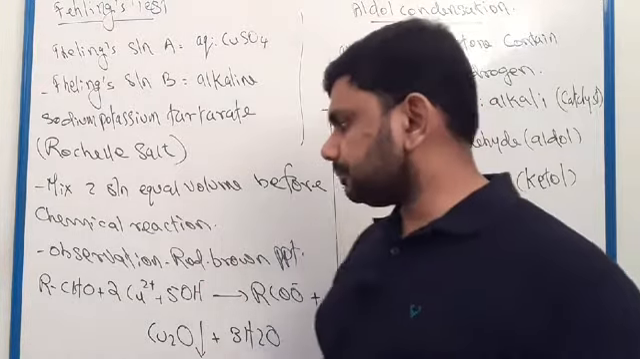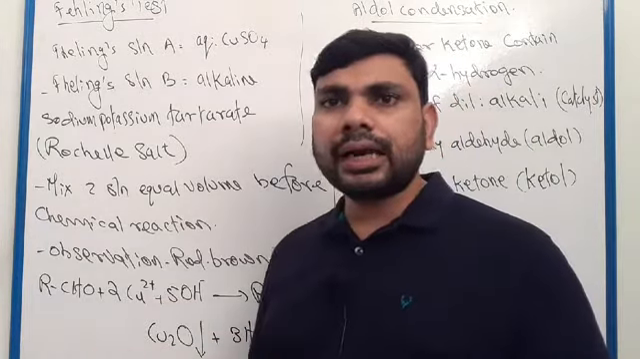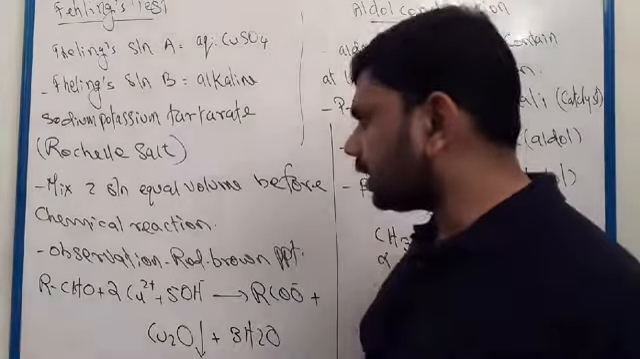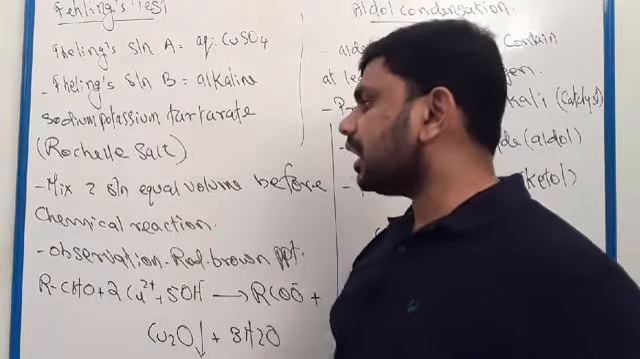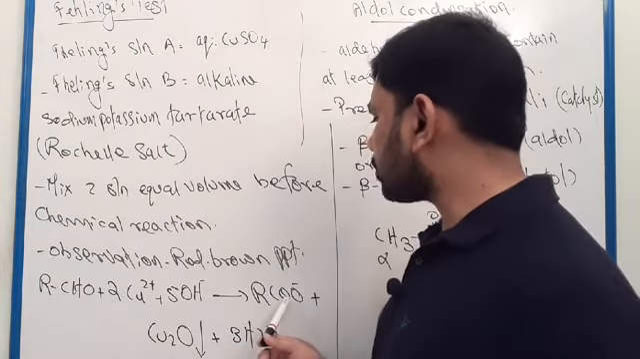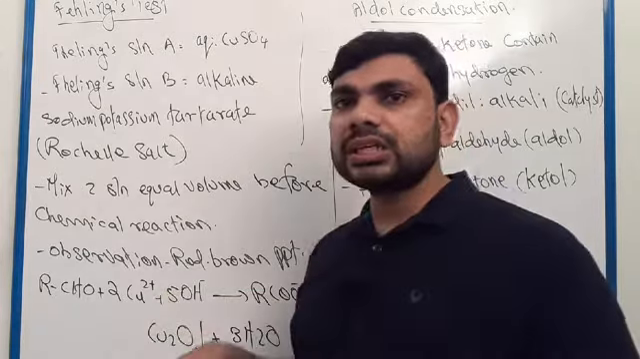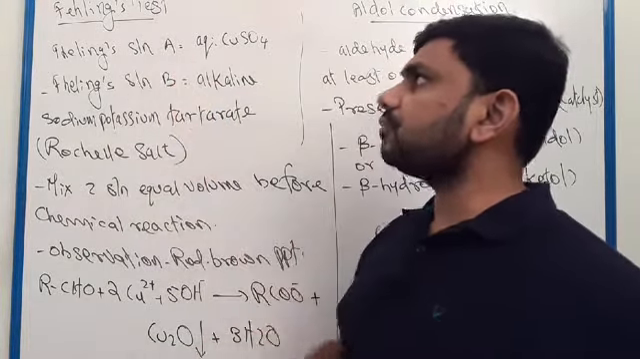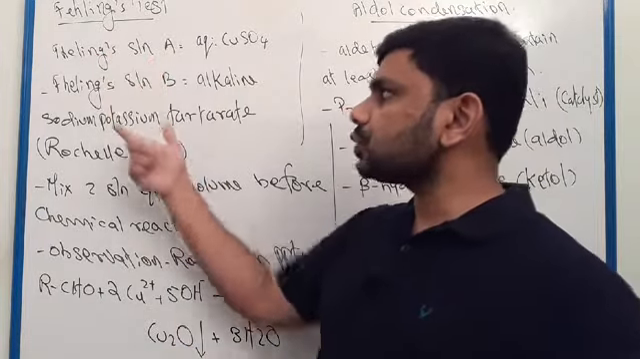Clear? So already we discussed Tollens test. Aldehyde will be oxidized and changed to carboxylic acid. Also here in Fehling's test, aldehyde will change to carboxylate ion. Also here oxidation takes place. So here we discuss Fehling's solution. For Fehling's test we have to use Fehling solution A and Fehling solution B.